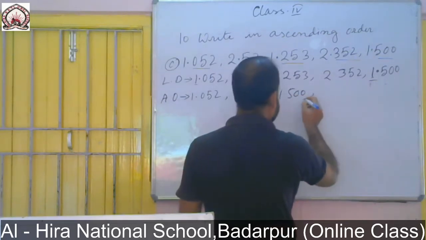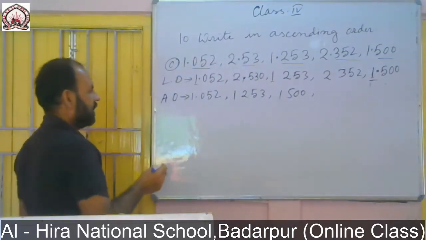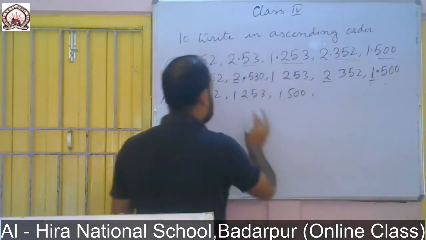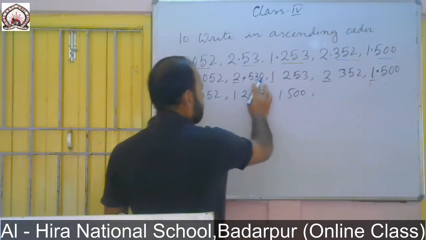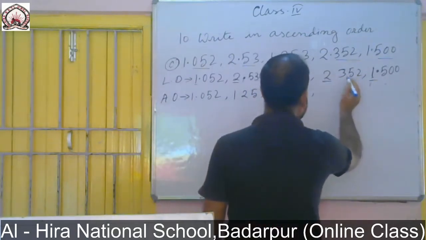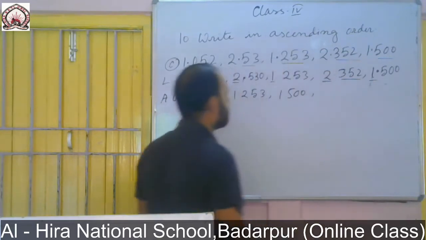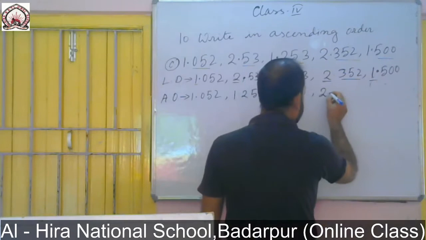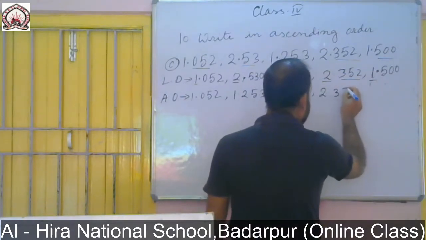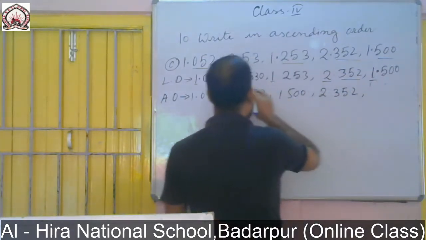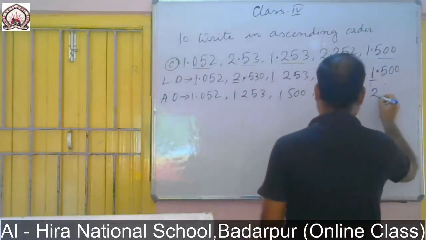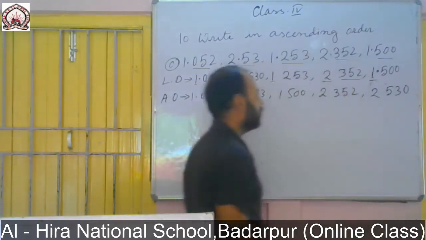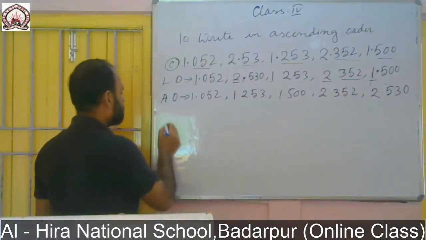1.500, next. Now we compare these two, their integral part is 2, they are also 2. So after the decimal, here 530, here 352. So definitely 352 is smaller than 530. So we write here 2.352, and only 2.530 remains. Next, question number D.